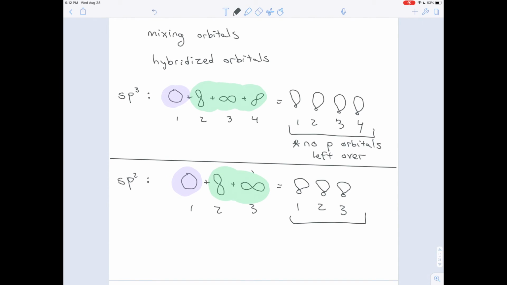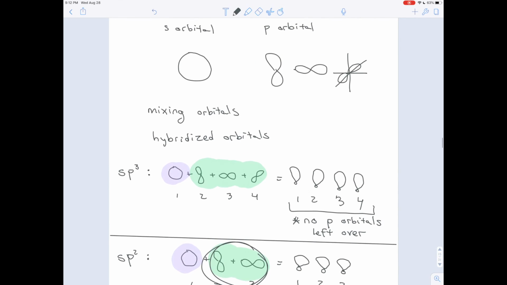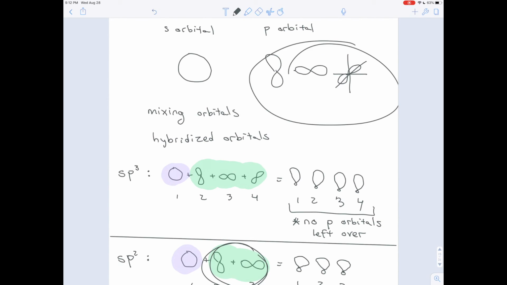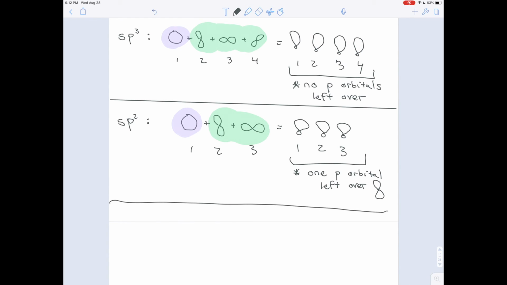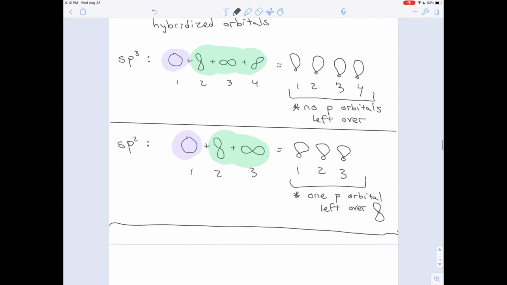Now note, we only used 2 of the 3 p orbitals. And so I'm going to make a star down here and say there is 1 p orbital left over. And those p's, remember, look kind of like peanuts. Okay, that's our second way of mixing or hybridizing these orbitals.